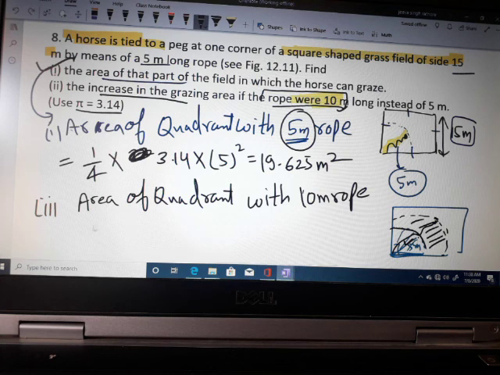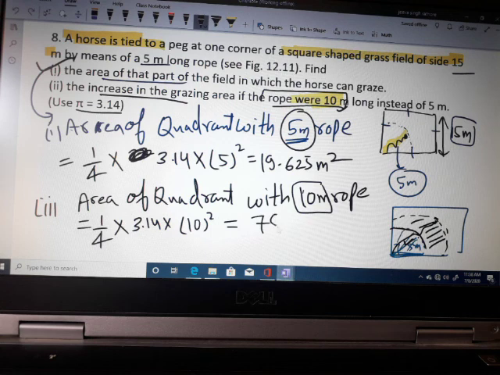You will get 1/4 pi r square, r equal to 10 meter, 3.14 into r square, which is 10 square. After solving this you will get 78.5 meter square. Now you have to find out the increase in grazing area. So the increase in area will be this minus this one, you have to subtract this from this, that will be the increase in area.